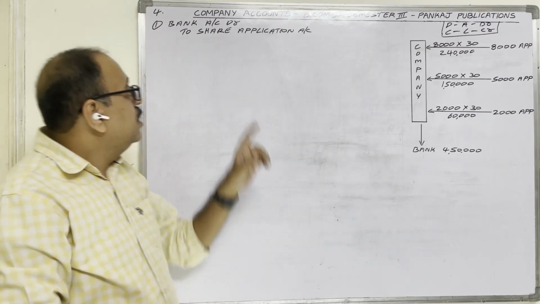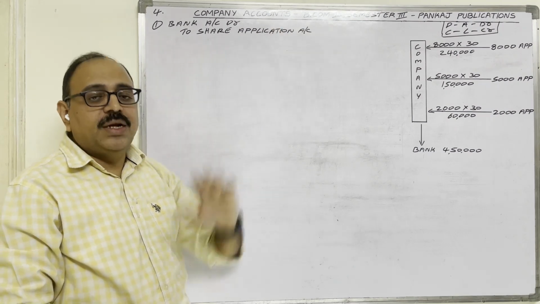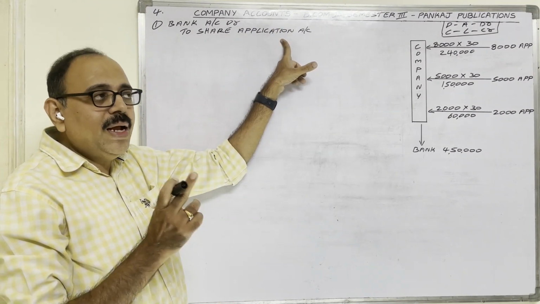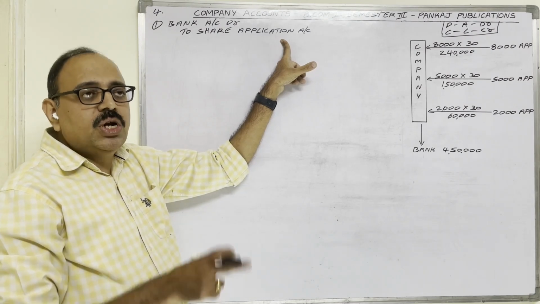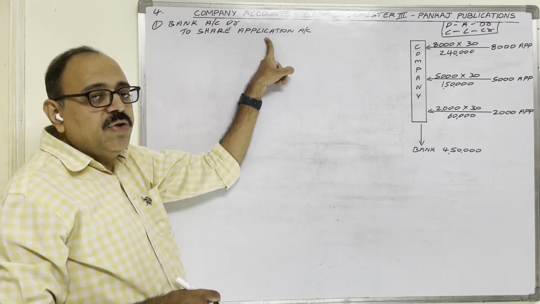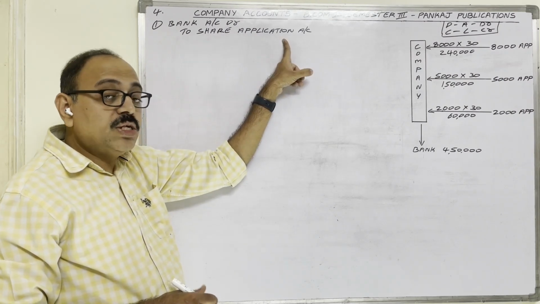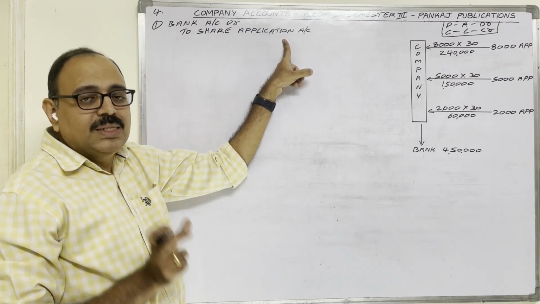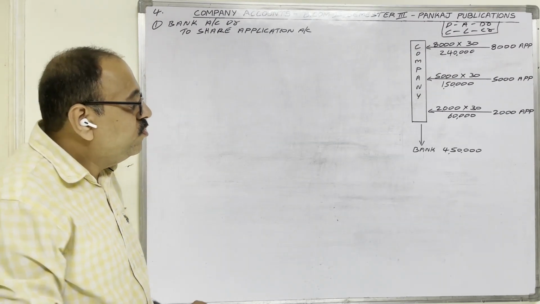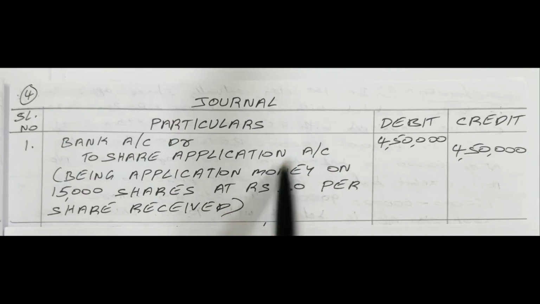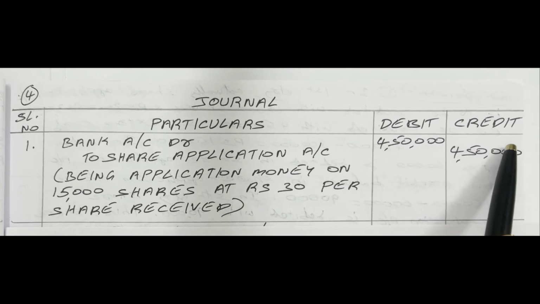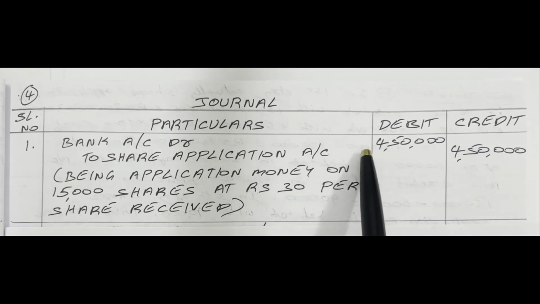That is why the share application account is created. Actually, applicants' names we have to credit because applicants are creditors here. So instead of writing applicants' names, we are writing this word. Therefore, share application account is also a personal account. It is representing all these applicants' names. Amount 4,50,000. This is the journal format: serial number, particulars, debit, credit. We can ignore the LF number column.